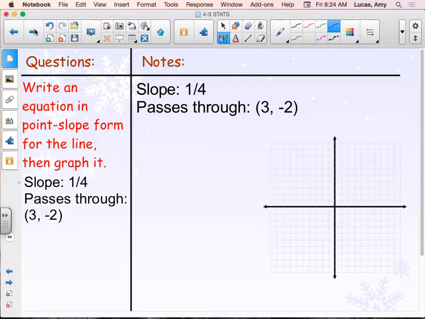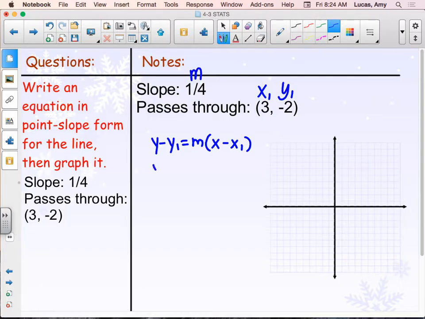Okay, write an equation in point-slope form for the line and then graph it. So the slope is 1/4 and it passes through the point 3, -2. So here's my point-slope form. The slope is m, and the ordered pair gives us our coordinates x1 and y1. So I just need to substitute them in.